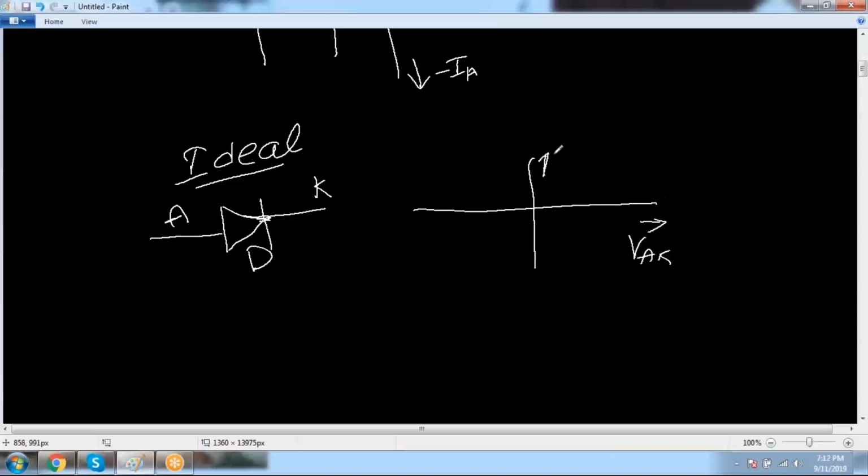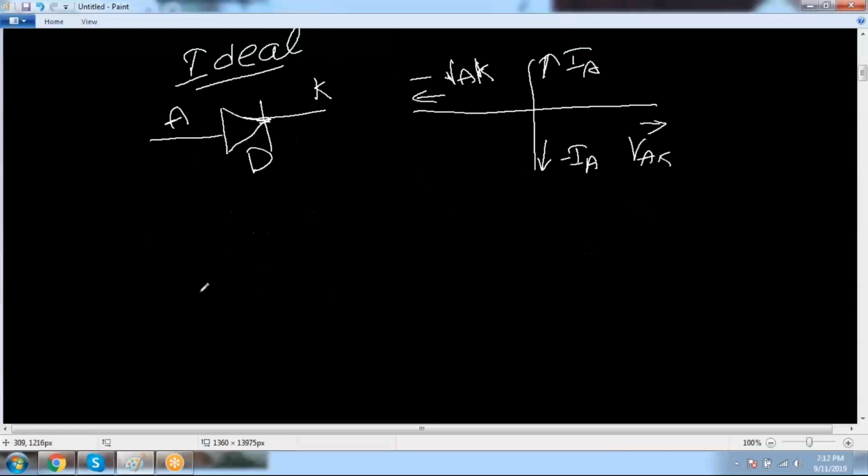I will tell you. It is IA. What is this one? Minus VAK. What is this one? It is minus IA. Now I want to draw the ideal VI characteristics. How many modes can the diode be operated in? The diode can be operated in 2 modes. What are the modes? One is forward bias and one more is reverse bias.